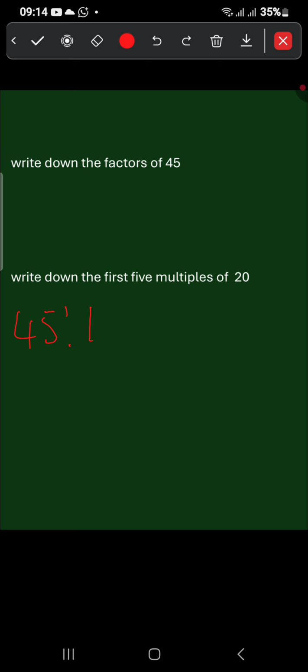One can go, then to check, can 2 go into 45? 3 can go into 45, 5 can go into it, 9 can also go, 15 can also go, and then the last one is 45 itself. So those are the factors of 45.